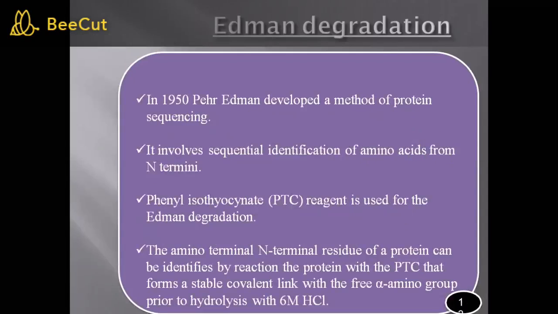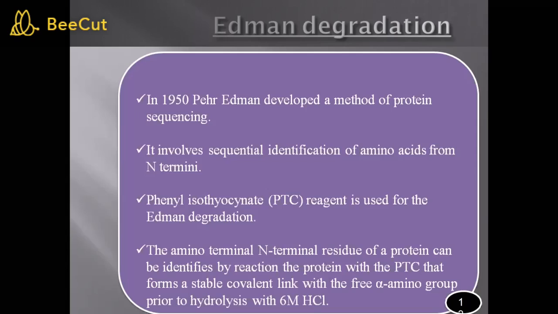Now we will see the second method, that is Edman degradation. In 1950, Pierre Edman developed a method for protein sequencing. So this method was developed in 1950 by Edman, and that's why the name for the sequencing is given as Edman degradation. It involves sequential identification of amino acids from the N-termini.